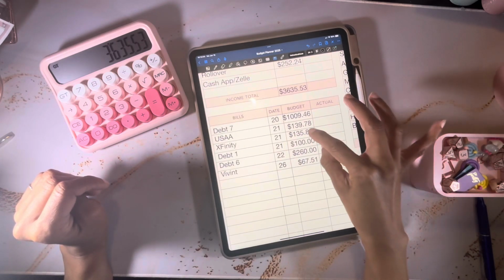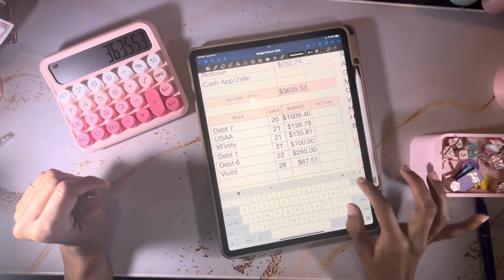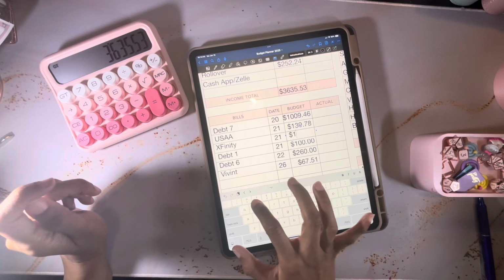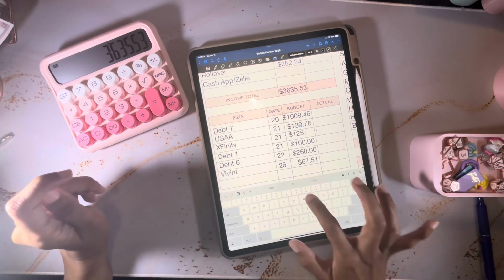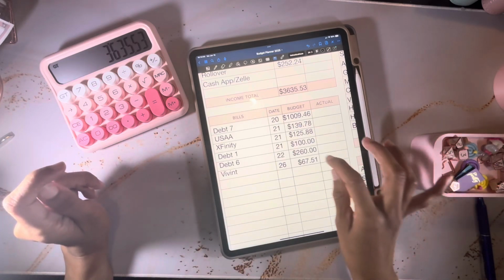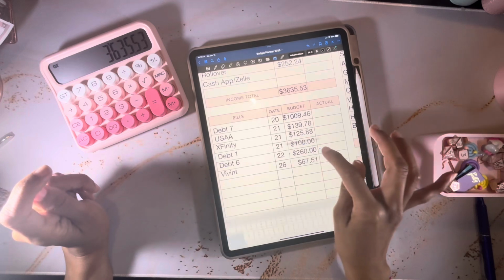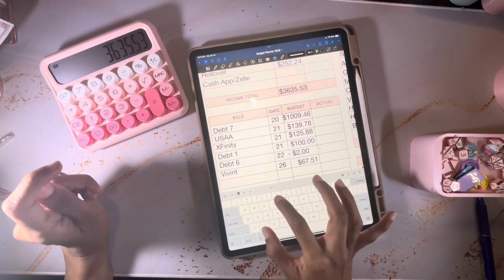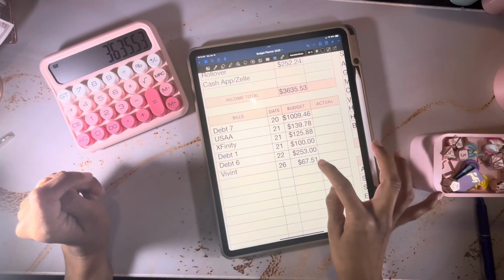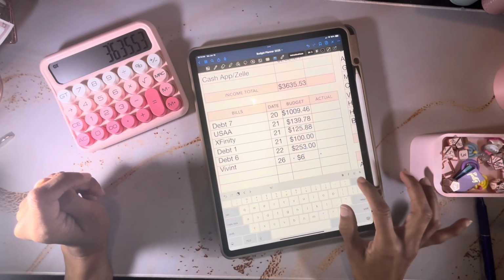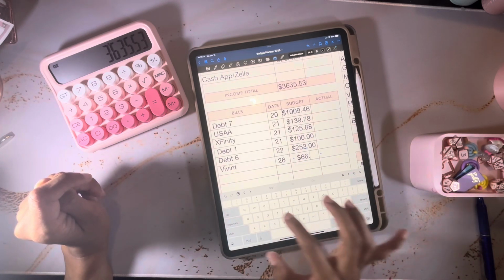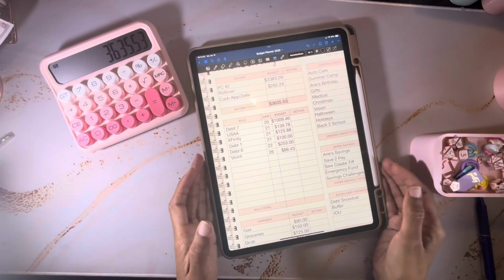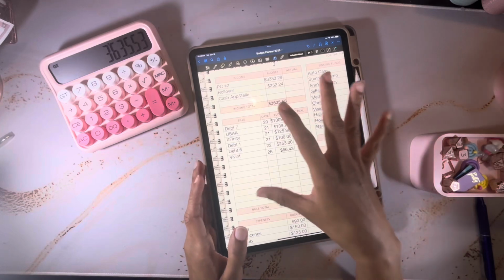And then this one is going down as well, and this is going to be 125.88. I love to see this go down. This one is going to go down to 253, and this goes down to 66.43. All right, so that's what we have as far as my bills.